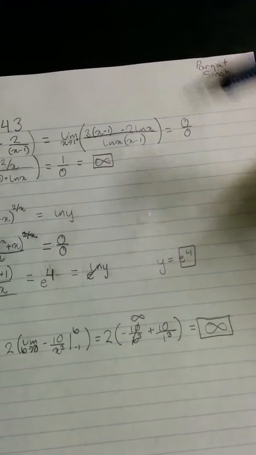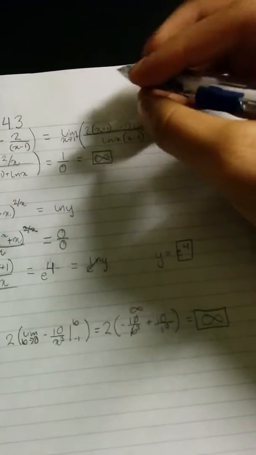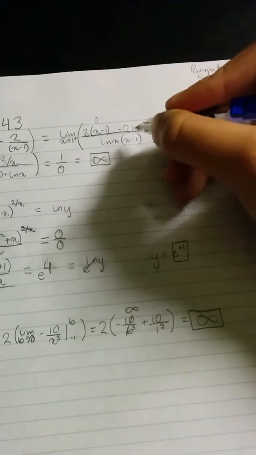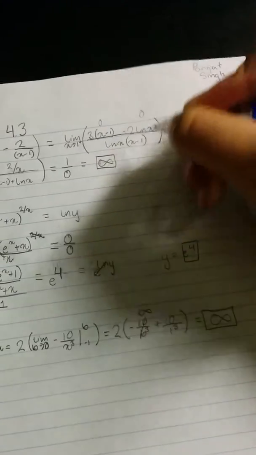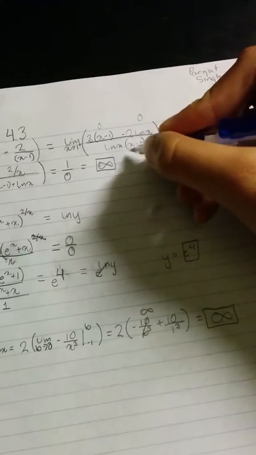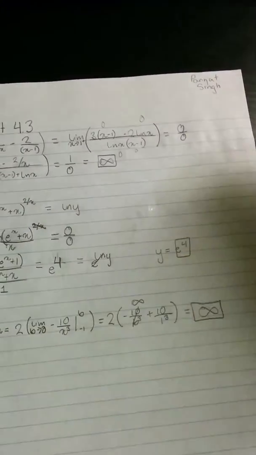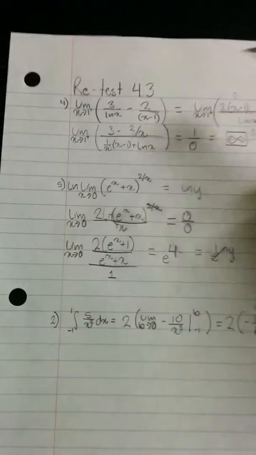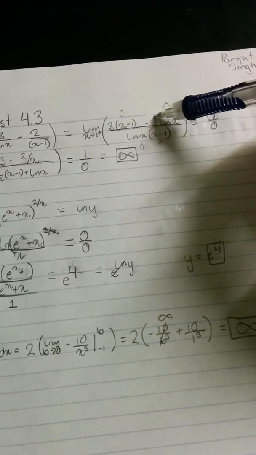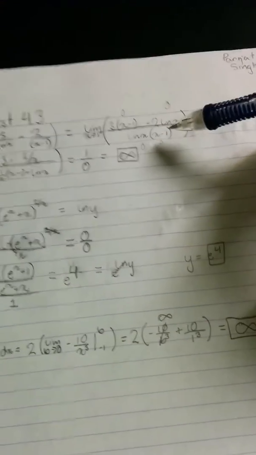So if you plug in 1 on top here, that becomes 0. That also becomes 0, and on bottom, that's 0 and that's 0. So overall, it's 0 over 0, so we can do L'Hopital's. So what we'd have to do is take the derivative of the top and the derivative of the bottom.